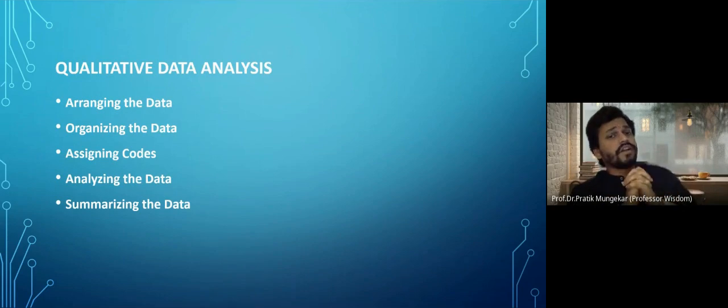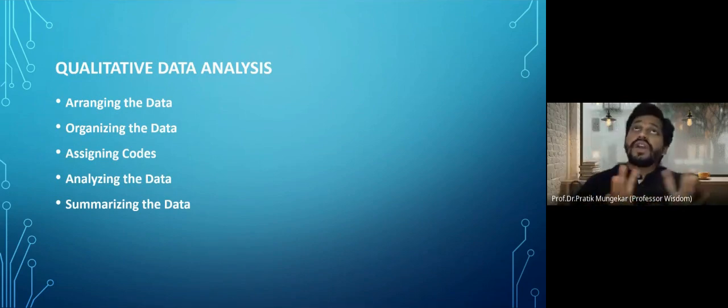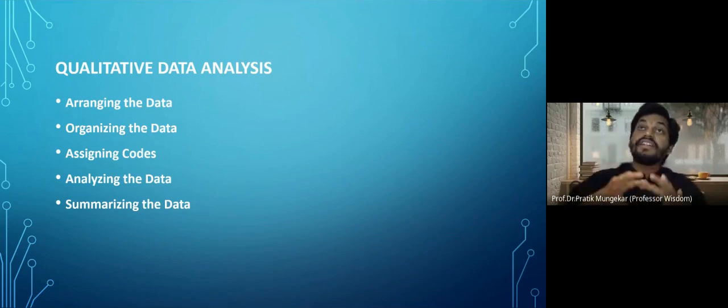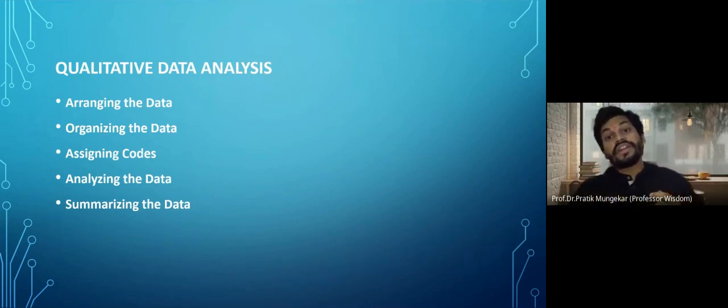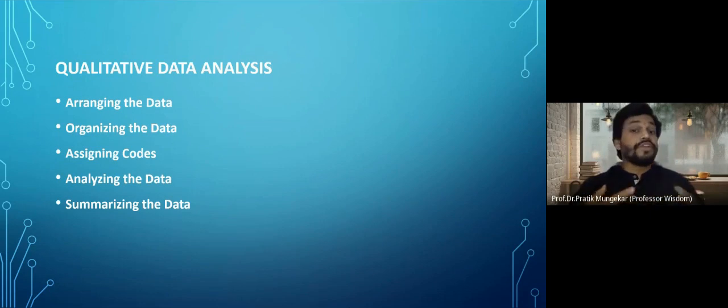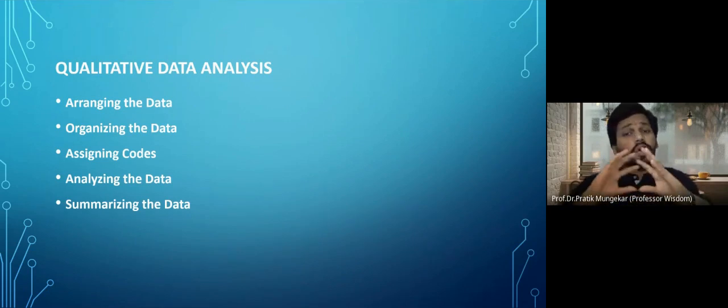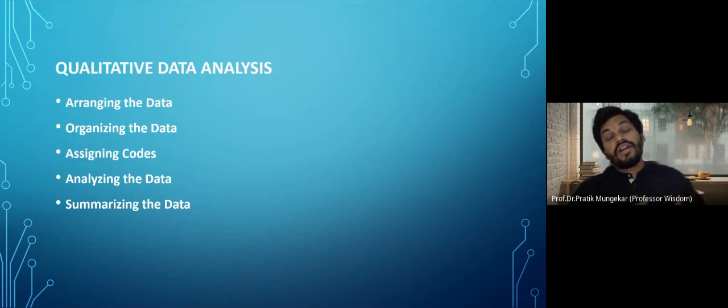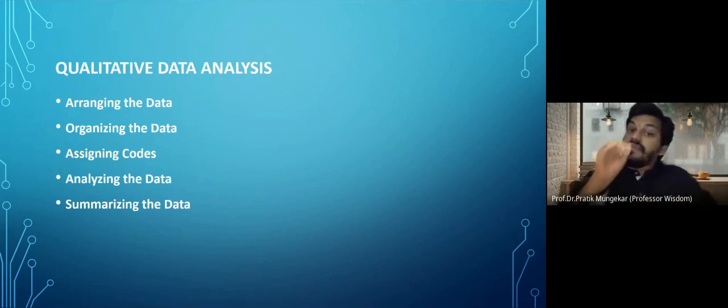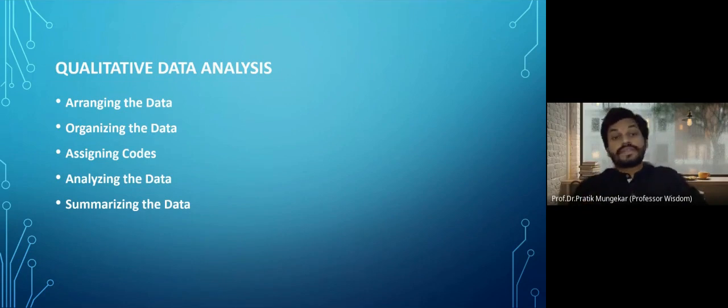So first, in qualitative data analysis, is arranging the data. Qualitative data is collected in different forms like audio recordings, video recordings, interviews, video transcriptions, etc. This step involves arranging all the collected data in text format and in a spreadsheet. This can be done either manually or with the help of data analysis tools.